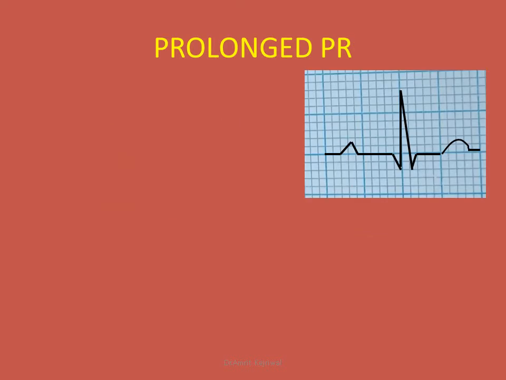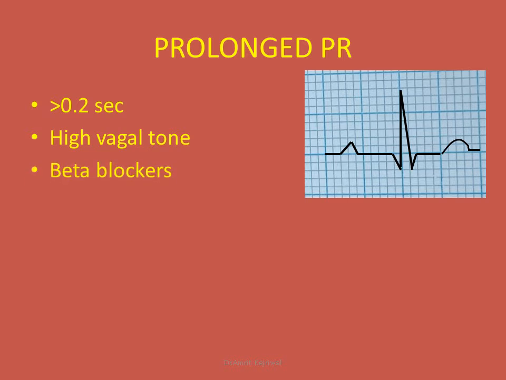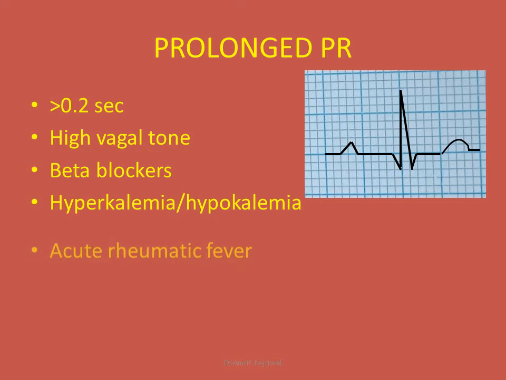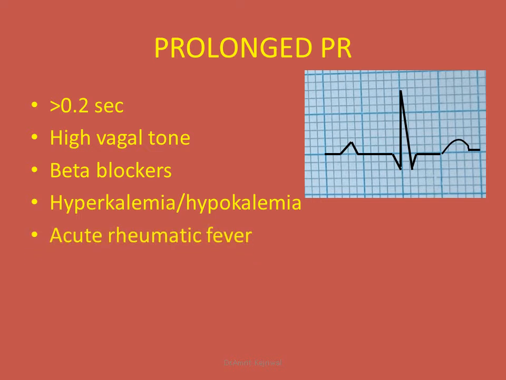Prolonged PR interval, that is greater than 0.2 seconds, can be seen in high vagal tone, use of beta blockers, hyperkalemia and hypokalemia, acute rheumatic fever, and carditis with Lyme's disease. So over here you're getting a prolonged PR interval, greater than 5 small squares.